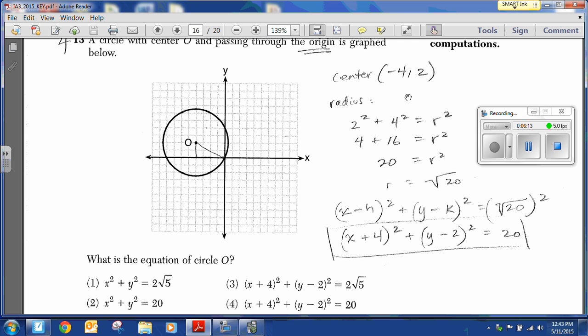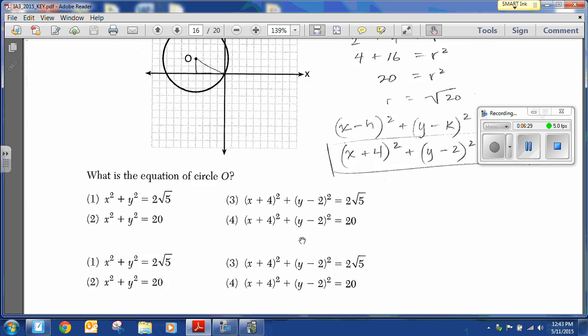Now, when we plug the center and the radius into our center radius formula or equation of a circle, we end up with x plus 4 squared plus y minus 2 squared equals 20 because the radical and the square cancel each other out.